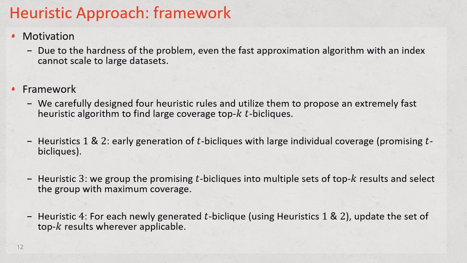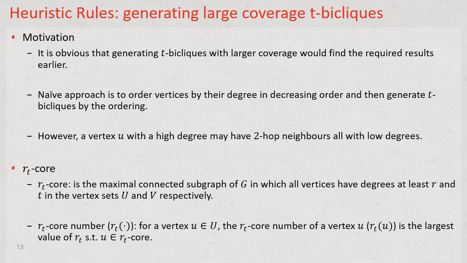Lastly, we introduce heuristic 4 following the idea of minimal t-Biclique replacement across all the multiple sets of top k t-Bicliques created using heuristic 3. Now it is obvious that generating t-Bicliques with larger coverage would find the required results earlier. To achieve this, a naive approach is to order vertices by their degree in non-ascending order and then generate t-Bicliques by the ordering. However, a vertex U with a high degree may have two hop neighbors, all with low degrees. Hence, this ordering cannot ensure the early generation of large coverage t-Bicliques.